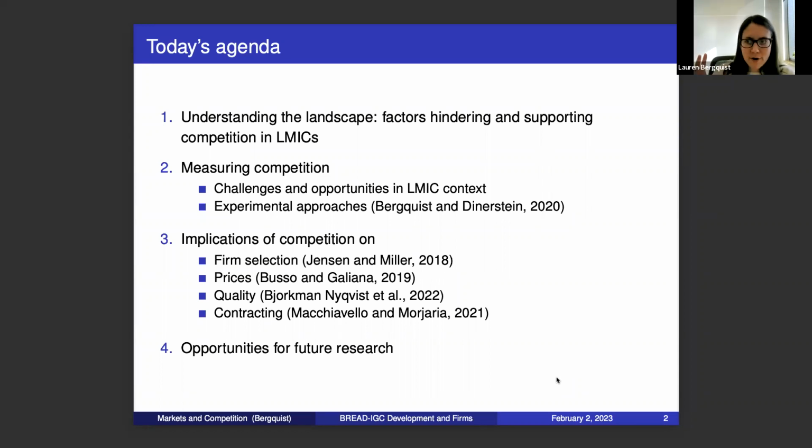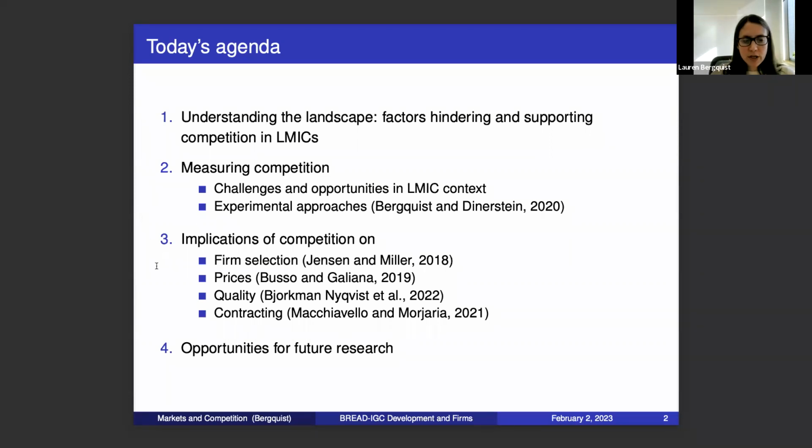Then we'll move from the theoretical factors to the measurement side. So how do we actually measure competition? I'll talk about some of the traditional approaches in the non-development literature, and how there might be potential challenges, but also opportunities in applying that to the low and middle income country context. And then we'll get into experimental approaches, including some work of my own with Michael Dinnerstein in Kenya.